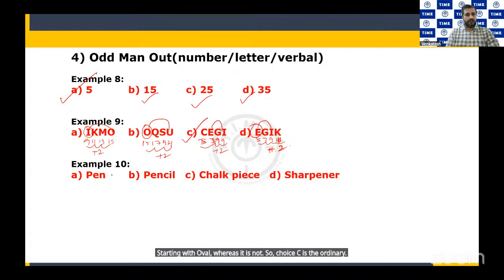Right. Next, pen, pencil, chalk piece, eraser. These three are used to write, and sharpener is not. So choice D is the odd man out.